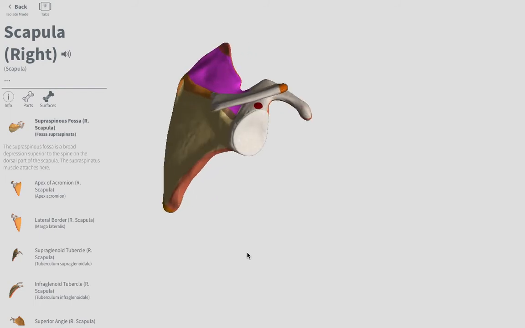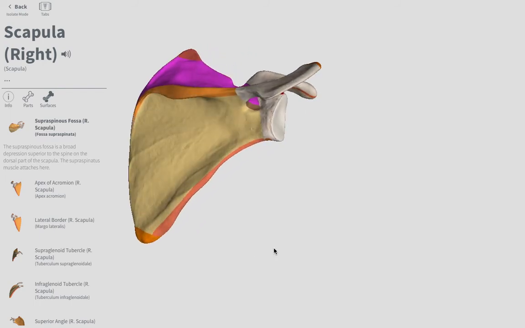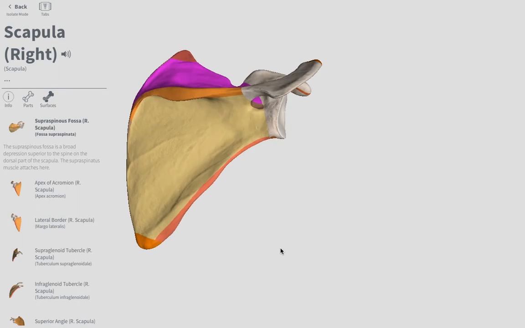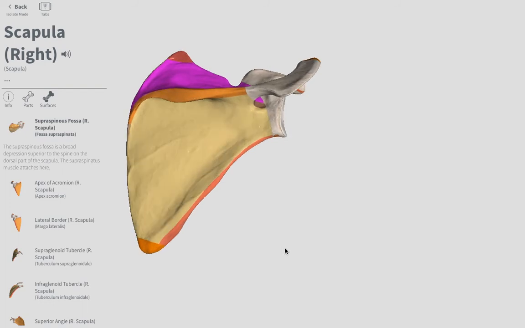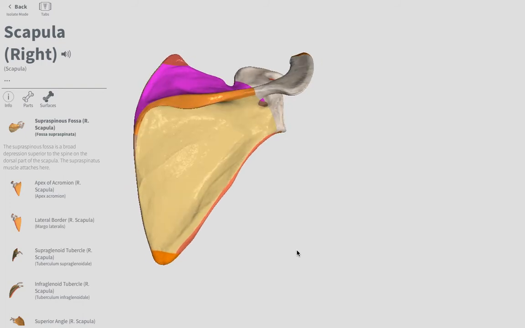Of the scapula. And remember, you're going to want to get into the habit of writing out the full name of the part or the surface in addition to the bone. So if this were being pointed at on a quiz or on the practical, you would want to say the supraspinous fossa of the scapula.